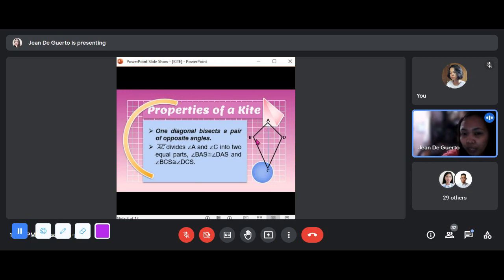So, 60 plus 80 plus how much? 40, 180. This other side is also 60, 80, 40. So you can still apply the angle sum theorem in a triangle. Then, here it says, segment AC divides angle A and angle C into two equal parts.